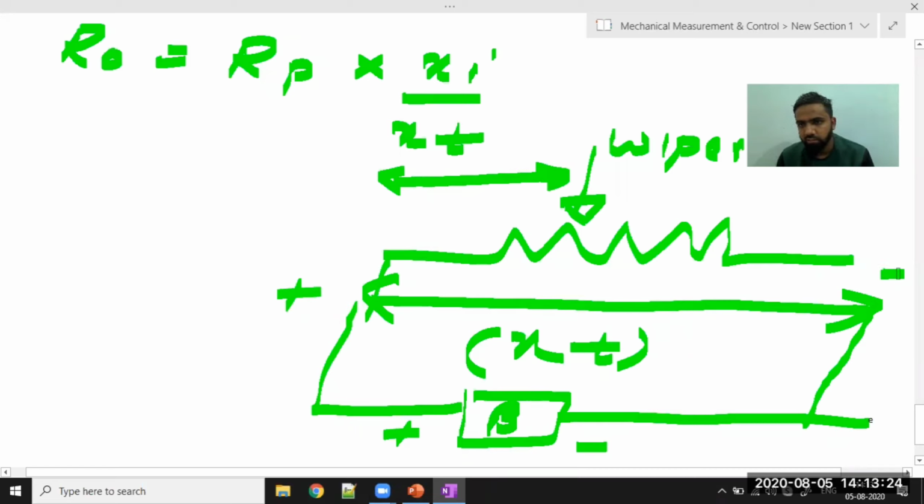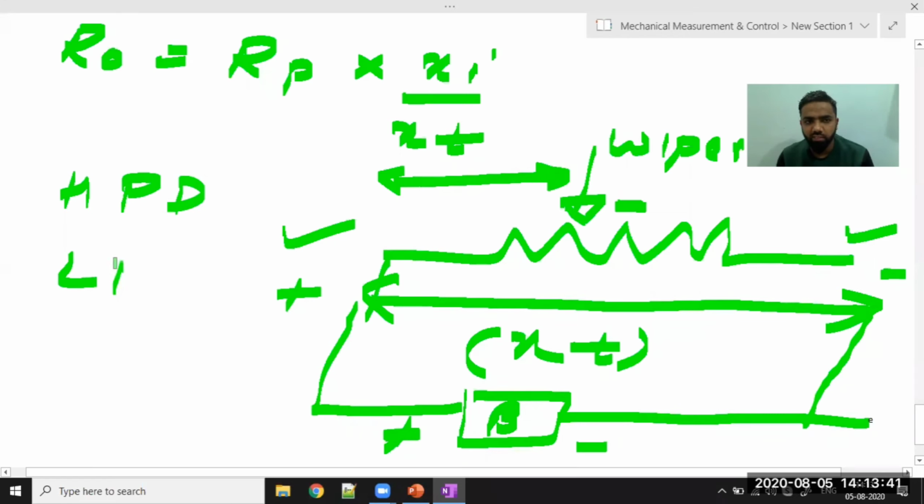Suppose this is my positive terminal and this is negative, so this will act as positive and this will act as negative. Since this part is connected to the positive, wherever the wiper is, that point will be negative, because we are going from higher potential to lower potential. Since this is at a positive level, we will measure from here, going to where the wiper ends its position. So this will be our next negative terminal. This is my input voltage Ei, and this will be my output voltage E naught.